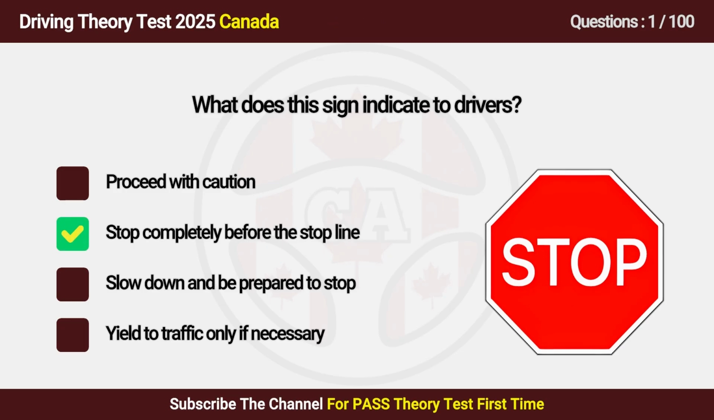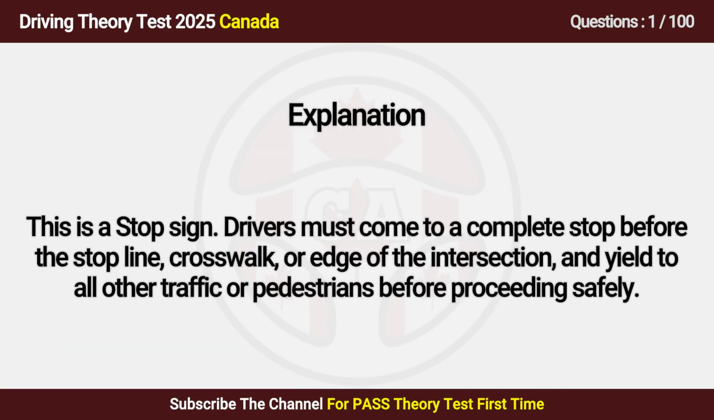Answer is B. Stop completely before the stop line. This is a stop sign. Drivers must come to a complete stop before the stop line, crosswalk, or edge of the intersection, and yield to all other traffic or pedestrians before proceeding safely.